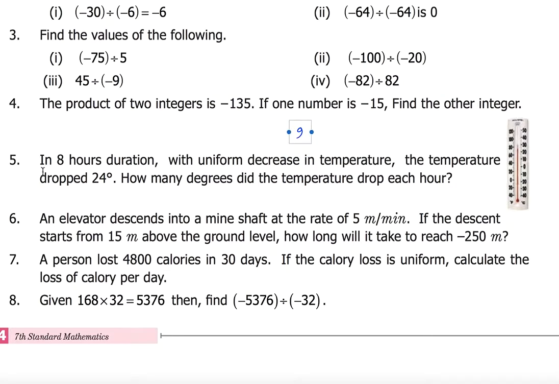In an 8 hour duration, with uniform decrease in temperature, the temperature dropped 24 degrees. How many degrees did the temperature drop each hour? 3 degrees, right? Let's write 3 here. Yes, 3 degrees.